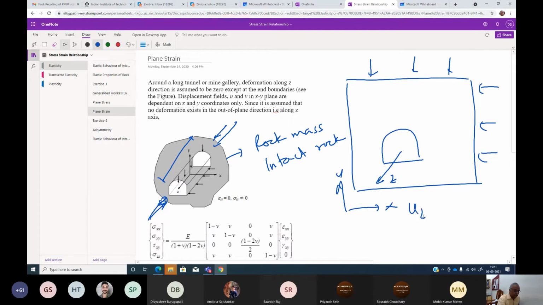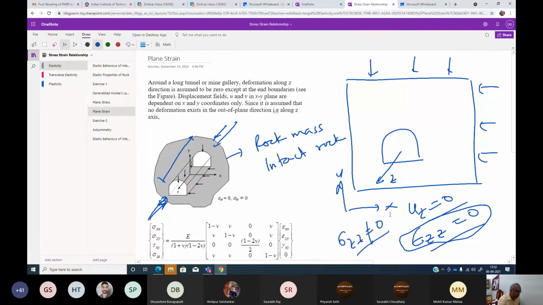So if there is no uz, this is 0, then this also comes 0. However, this 0 means there is a particular stress which made it 0. It didn't allow it to have that deformation uz. And that's why sigma zz will be non-zero.